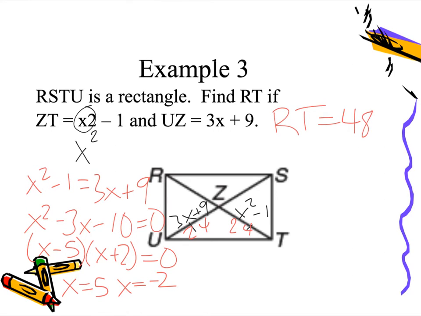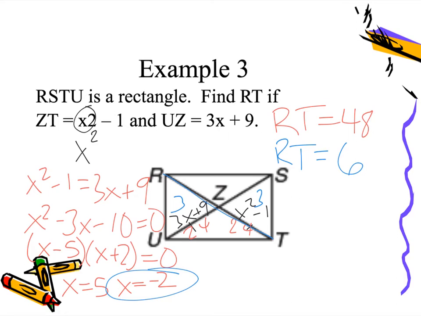But what about with the negative 2? If I plug in negative 2, I'll do that one in blue. Negative 2 times 3 is negative 6 plus 9 is 3. And then here would be negative 2 squared is 4 minus 1 is 3. That checks out as well. So the entire length of RT is 3 and 3, which is 6. All right. So RT could also equal 6.